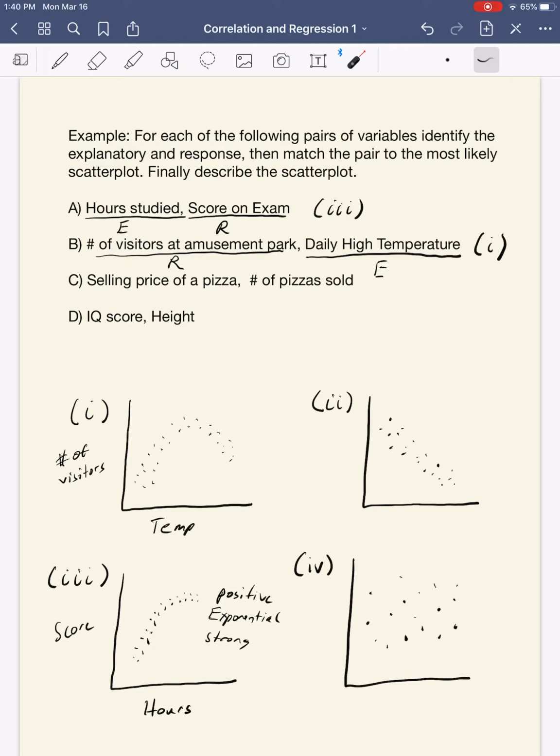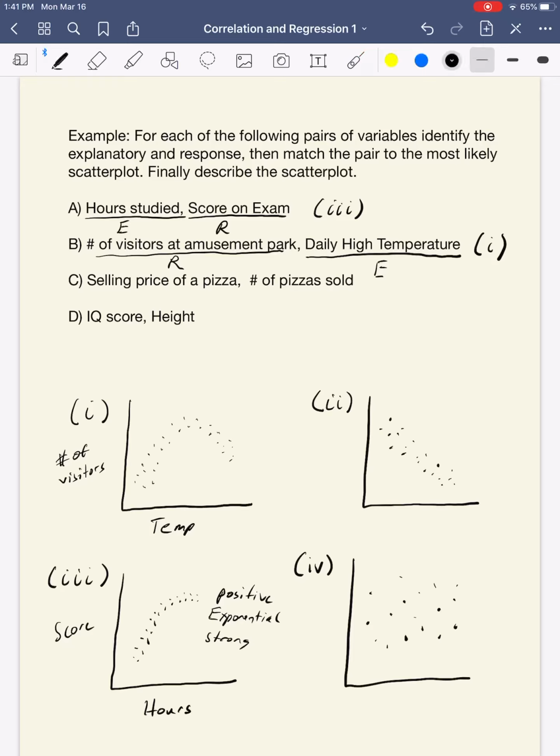However, at a certain point, if the temperature gets too high, if the weather is too hot outside, then it begins to decrease. And that would seem to make sense, right? Most of us like going out when the temperature is in a nice, moderate range. If it's way too cold or way too hot, the number of visitors is going to decline. So that's what we're seeing in that first scatter plot there.